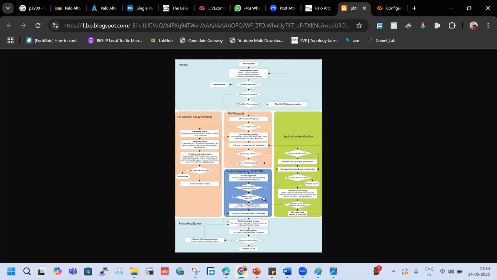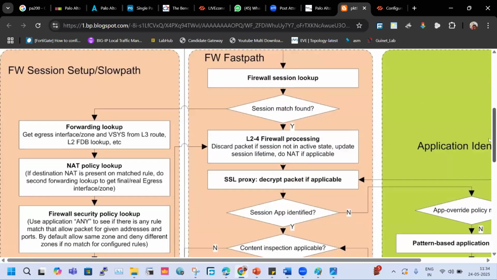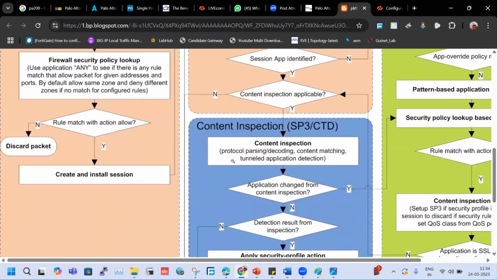So guys, what will be there in your content inspection? Here you can see it will match the content, meaning all your antivirus, anti-spyware, anti-malware, all those detections will be taken care of here. Once your content inspection is done, then it will check the application behavior, whether your application has changed from the content inspection or not.